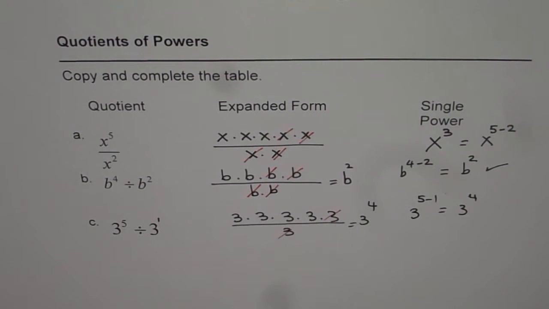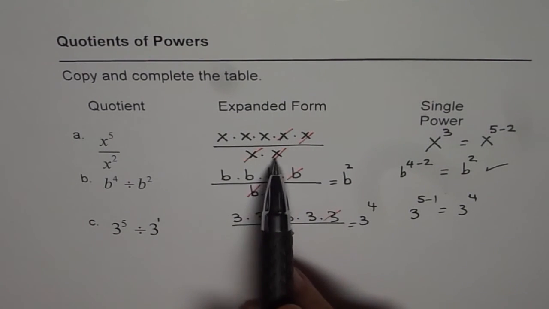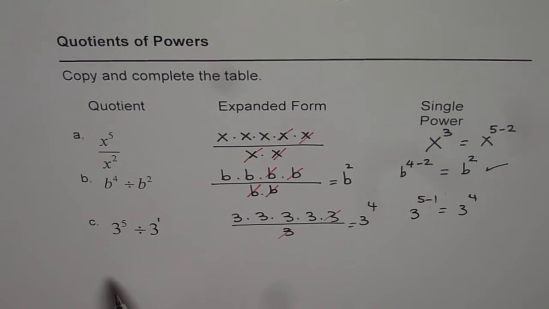So whenever you are dividing two expressions with the same base, then the exponents get subtracted. And the reason is, when you write in expanded form, they get cancelled. So it's like subtraction, right? So that is the key for this video. I hope that helps.